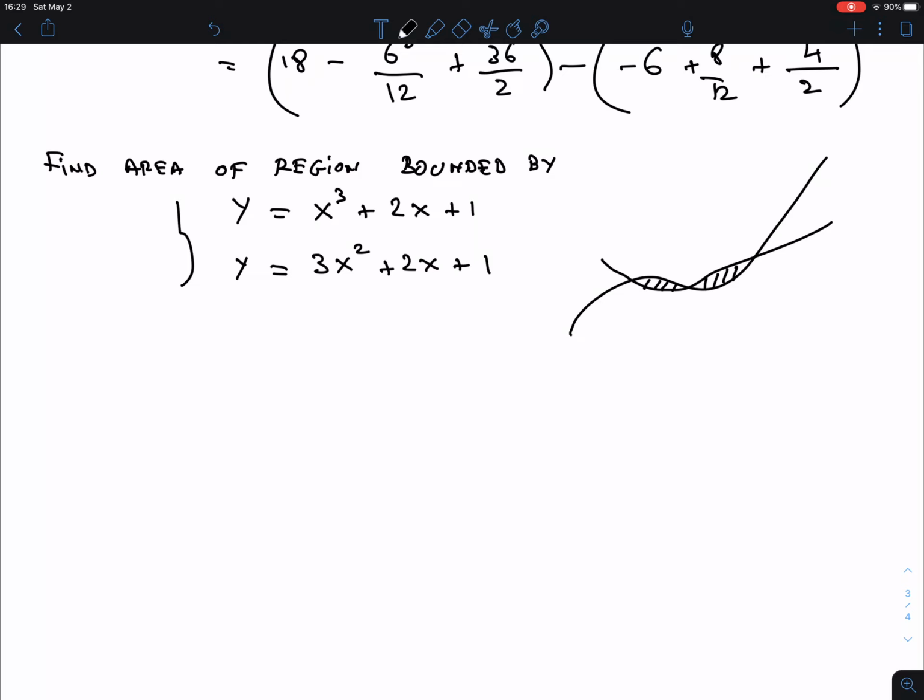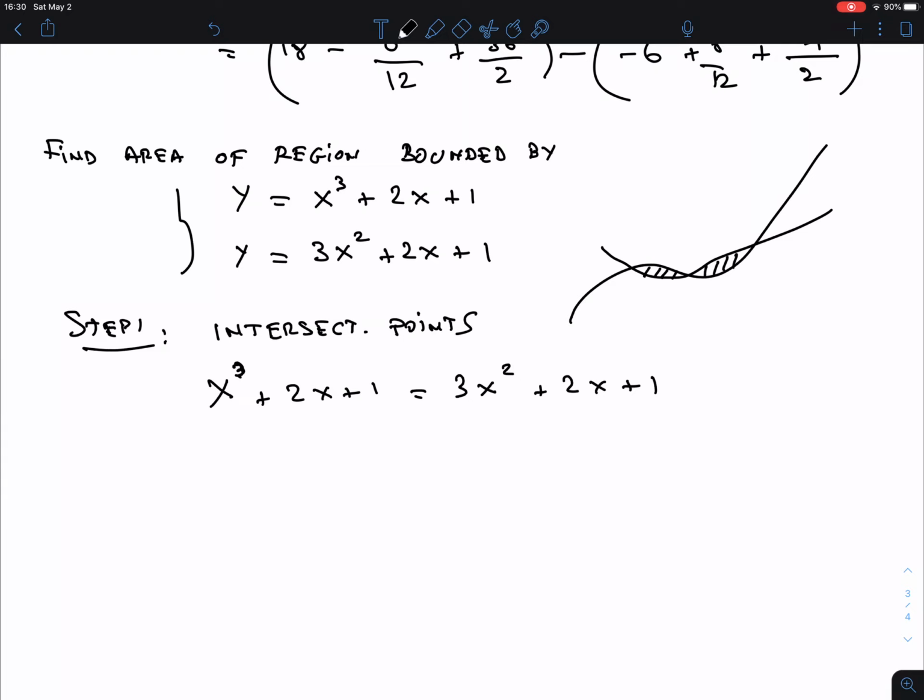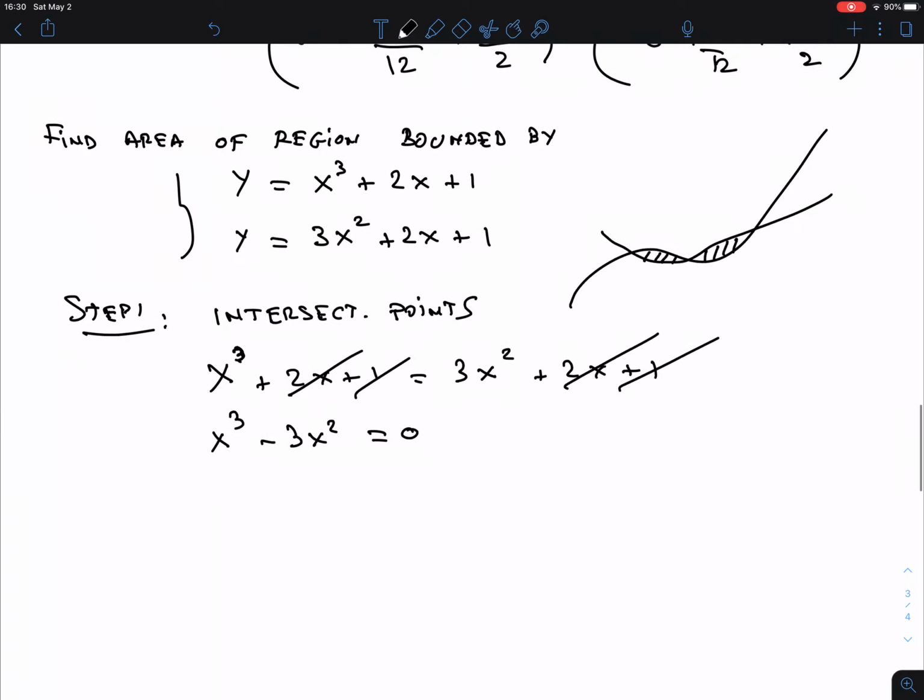So, okay, step 1. What are the intersection points? Remember, this was putting the two equations equal to each other. x cubed plus 2x plus 1 equals 3x squared plus 2x plus 1. Bring everything on one side. x cubed minus 3x squared plus 2x minus 2x, so these two x's actually cancel. Okay, so this is actually that. Oh, great. So we get x squared times (x minus 3).